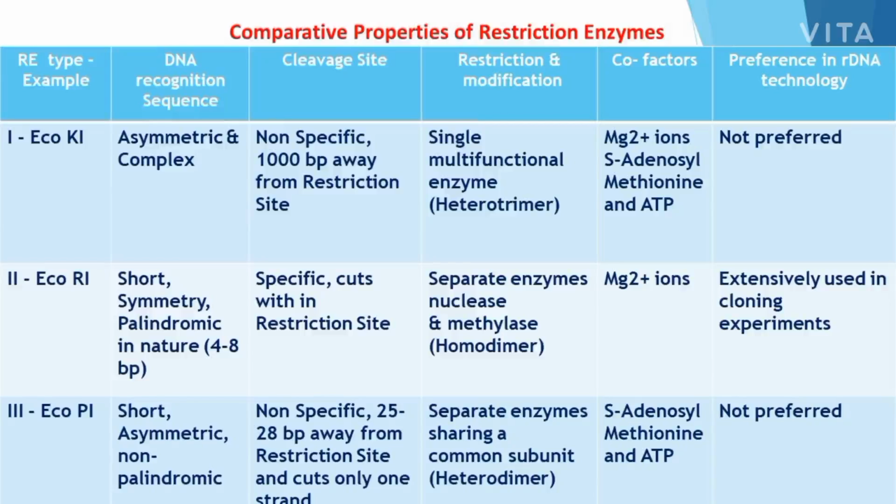So you will see the overall view in this table. The first type of restriction enzyme, example is ECO K1. They are asymmetric and complex. They are non-specific in cleavage, that is they cut 1000 base pairs away from the restriction site. They exist as a single enzyme, and 3 separate units are present. So it is called a heterotrimer, and it requires cofactors and energy. For this reason it is not preferred.